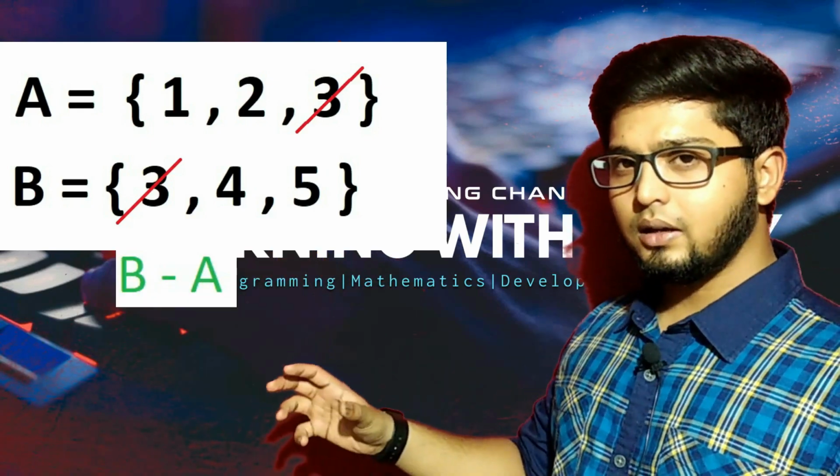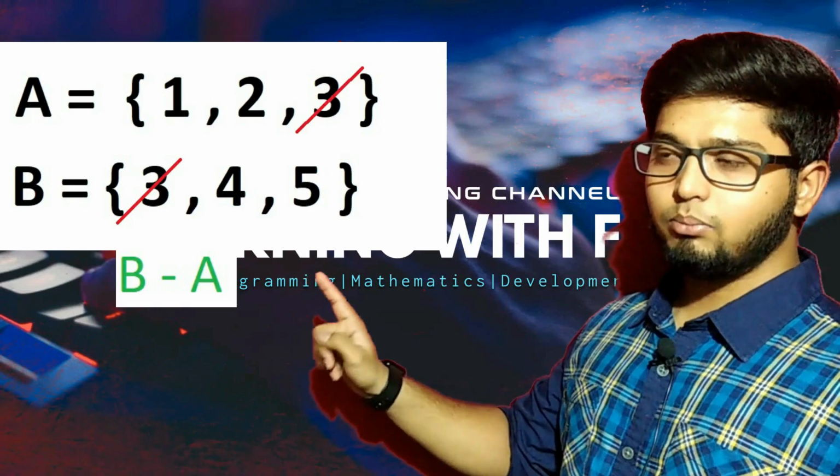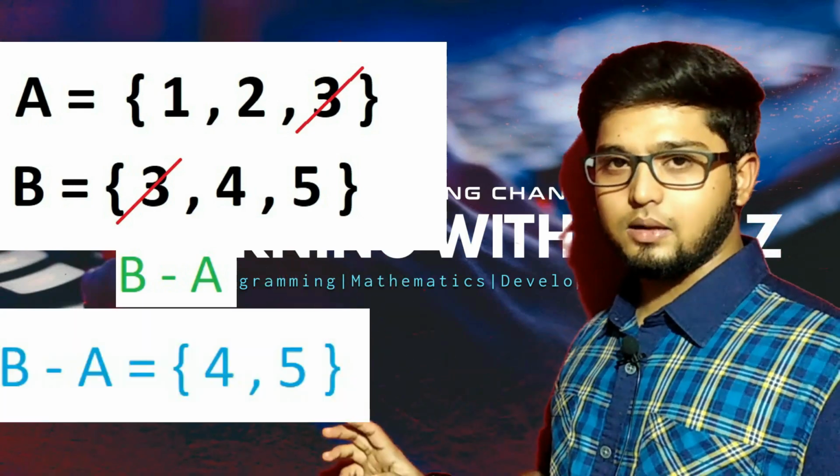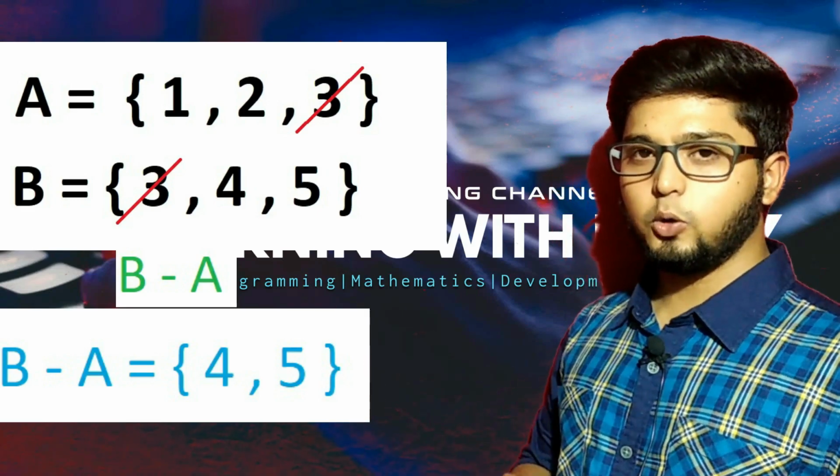If I do B minus A, we will again cancel 3 and 3, but B is on the left-hand side, so I will write 4, 5 as my answer. I will write 4, 5 as my answer if I do B minus A.